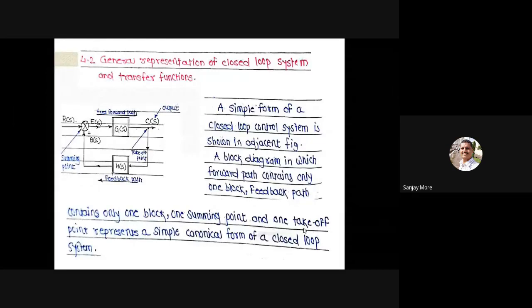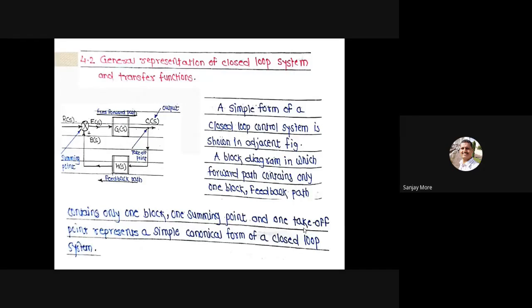The next point is general representation of closed loop system and transfer function. Give the heading general representation of closed loop system and transfer function. Okay, so again same diagram here.